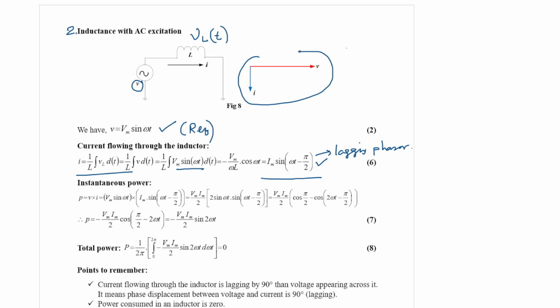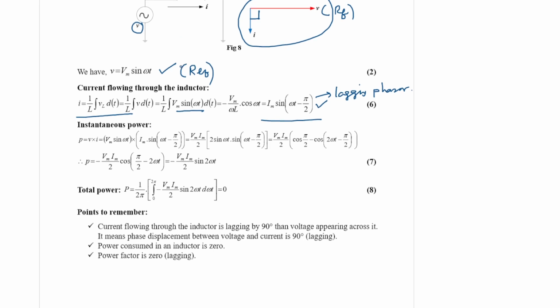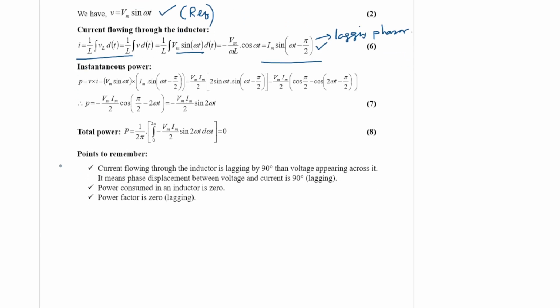So from this diagram we can say that if voltage is the reference, then current should be 90 degrees lagging than voltage in case of an inductor. That is a very, very important observation. This observation says the current flowing through the inductor is lagging by 90 degrees than the voltage. It means the angle between voltage and current is 90 degrees.